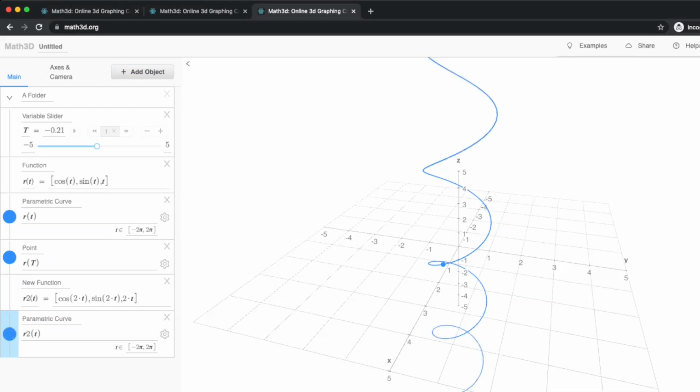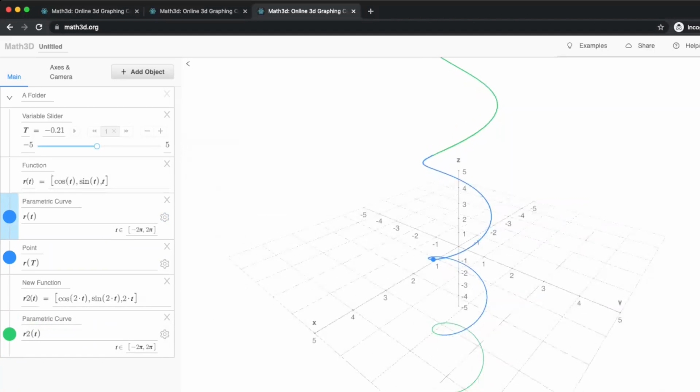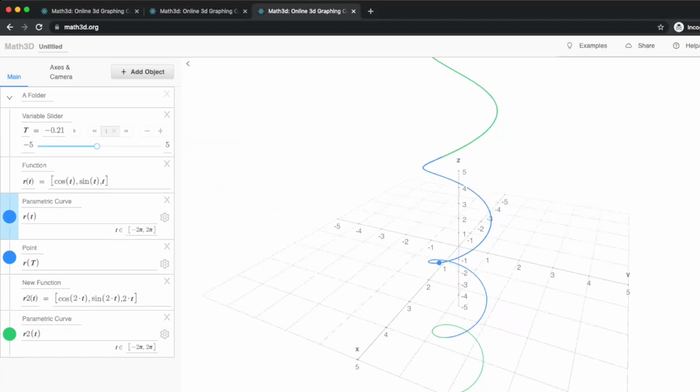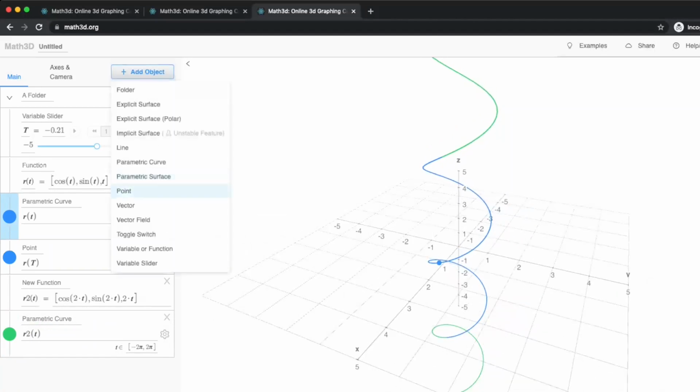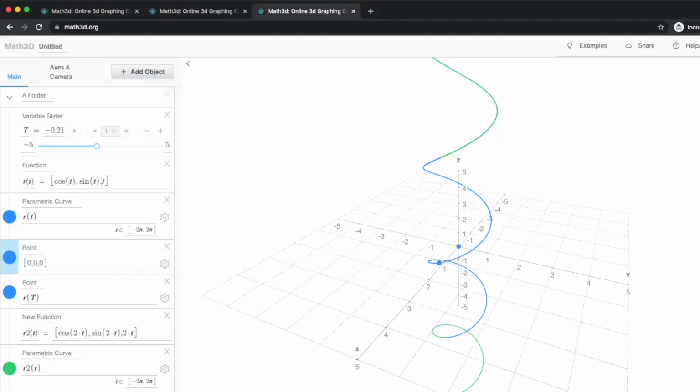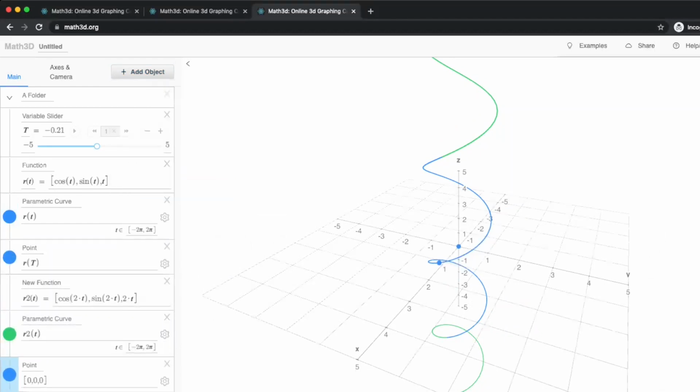I'm going to change the color just so you can see the difference. And I will bring the original blue one out front. So for that parametric curve, I'll give it a Z bias of 1. That means when two things overlap, this is the one it's going to show to your eye. So that's why now it's blue and then the greens are on the end. You can do the same thing with that point. I will add a new point to this green helix. That's going to be R2 of capital T. And I'll make that point green.